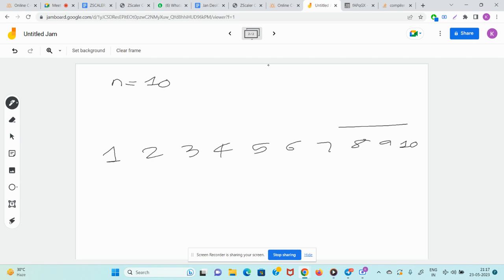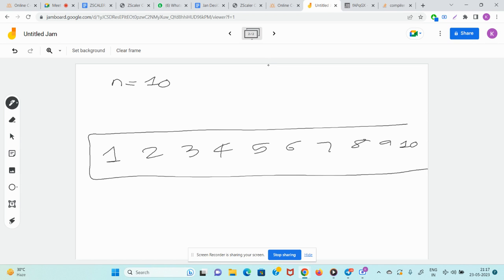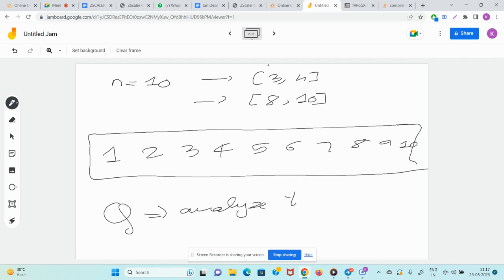Now, guys, the question is saying that they have given you some ranges in an array of pairs. Okay, let's say the range is 3 to 4, then the range is 8 to 10. These are the two ranges given to you. The question is saying analyze the leftover ranges. This is the meaning of the question. Analyze the leftover ranges.